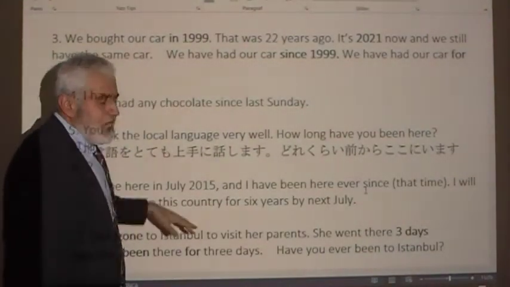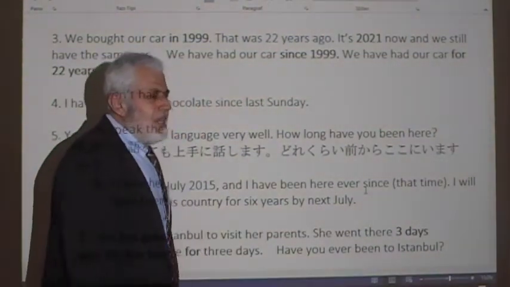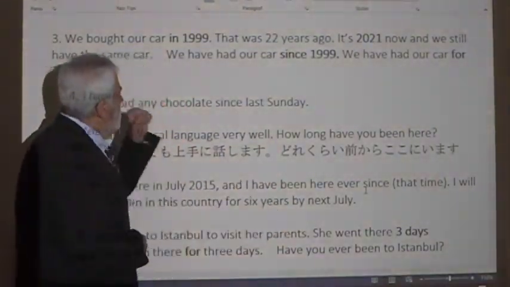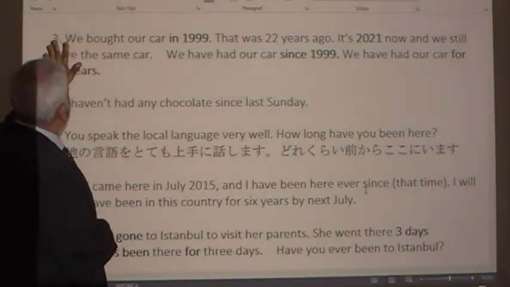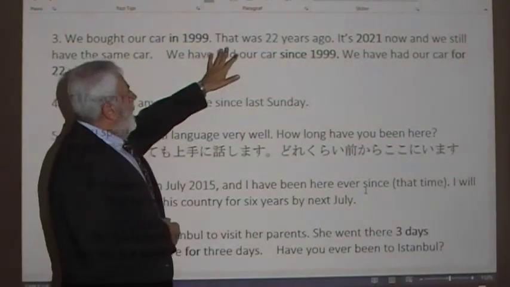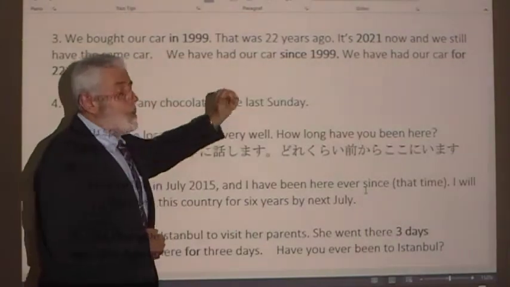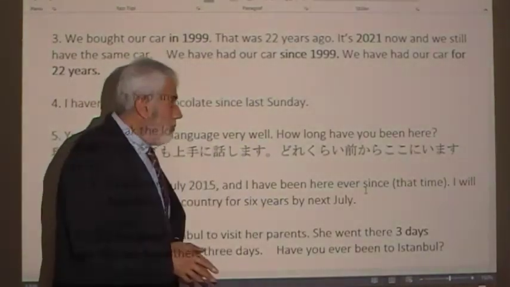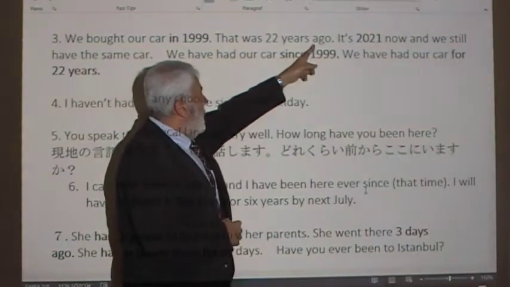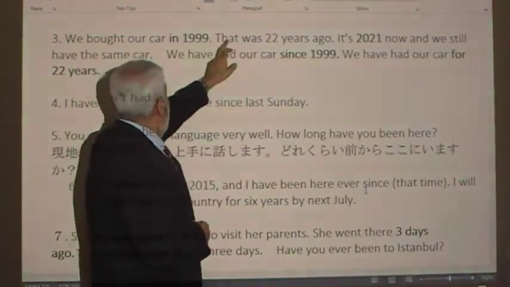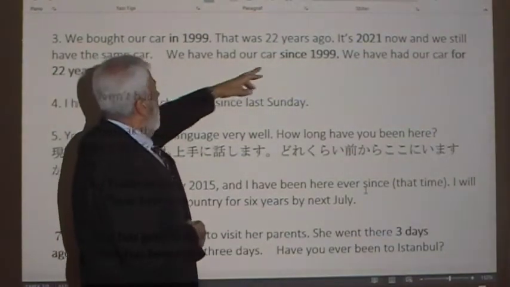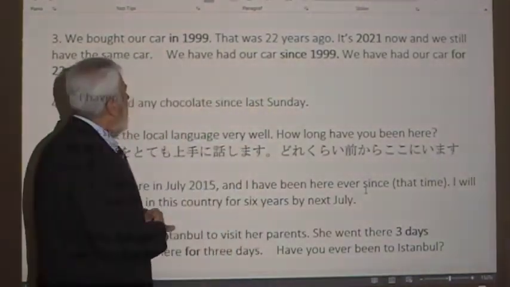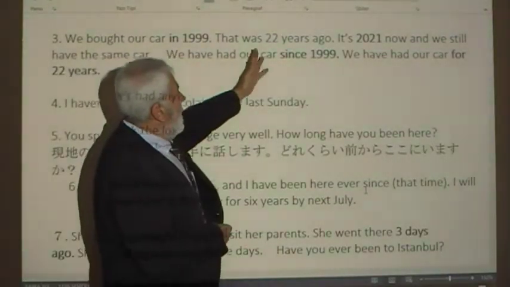じゃあここも同じです。We bought our car in 1999. We bought は買いました。全て使っている単語ありました。初めての単語だけ説明します。We bought our car in 1999. That was 22 years ago. この that は車を買うこと。いつあったの? 22 years ago. So we bought our car in 1999. That was 22 years ago.